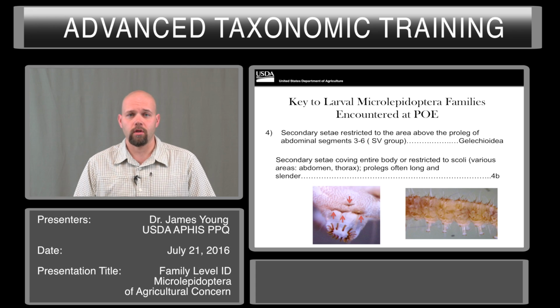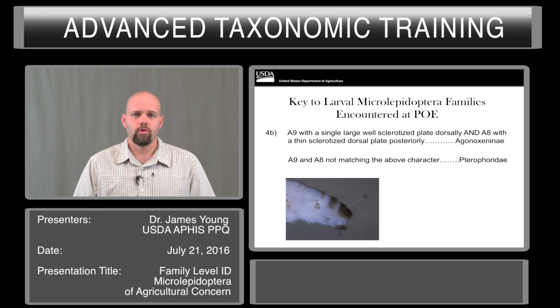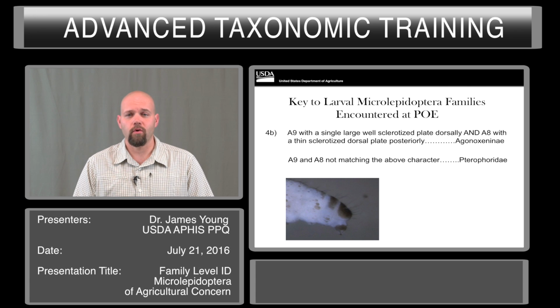You should, at this point, stop and switch keys to a Gelechioid key, or Gelechioidea key, or the secondary setae covering the body. This is an unusual character that is seen both in Agonoxeninae or Tortricids and some Oecophorids, where the dorsal plate of A9 is fused to include all of the D setae and SD1. Again, here is where pterophorids will come out. They'll come out in several places in this key.